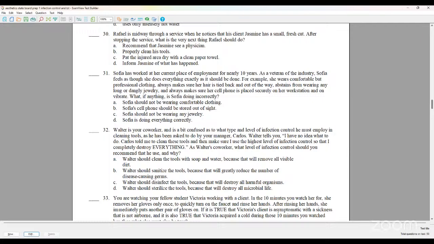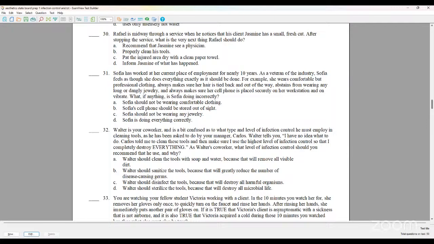31. Okay, Miss Dallas. Sophia has worked at her current place of employment for nearly 10 years. As a veteran of the industry, Sophia feels as though she does everything exactly as it should be done. For example, she wears comfortable but professional clothing, always makes sure her hair is tied back and out of the way, abstains from wearing any long or dangly jewelry, and always makes sure her cell phone is placed securely on her workstation and on vibrate. What, if anything, is Sophia doing incorrectly? What do you say?